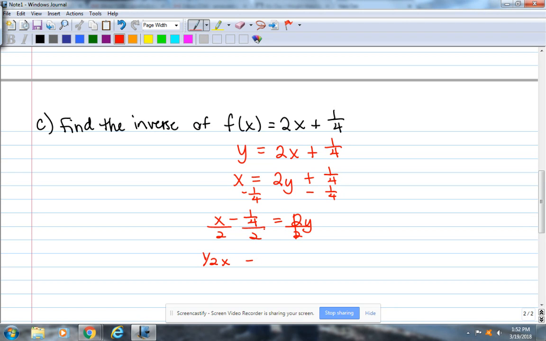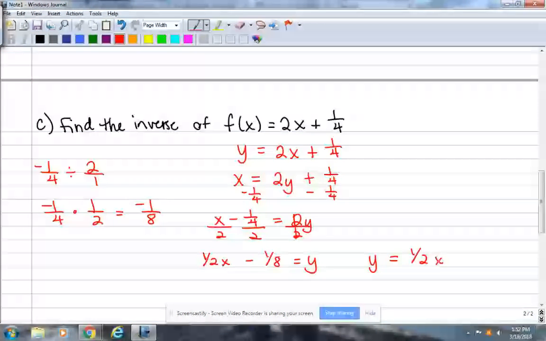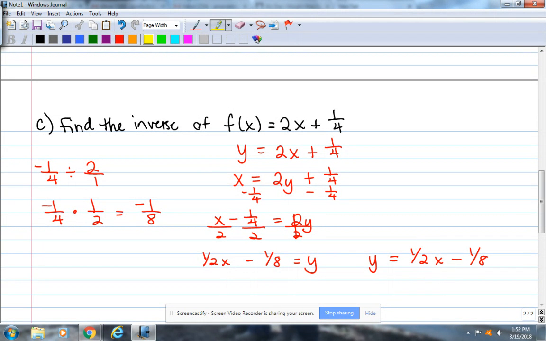Now that's easy. X over 2 is 1/2 x. But this negative 1/4 divided by 2, y'all know the keep, change, flip stuff? So negative 1/4 divided by 2 over 1, keep, change, flip is negative 1/4 times 1/2. Right? You've done that since 4th grade. And that's negative 1/8. Multiply across. So 1/2 x minus 1/8 equals y. And if you put your y in front, y equals 1/2 x minus 1/8. And there's your inverse. Any questions about those? No.